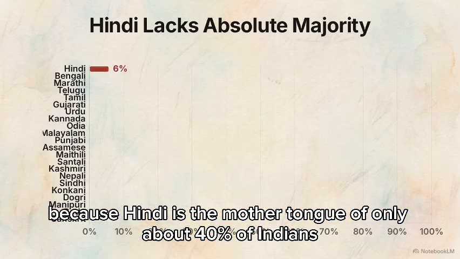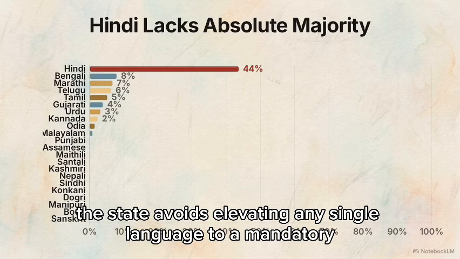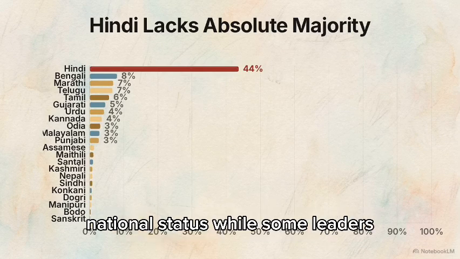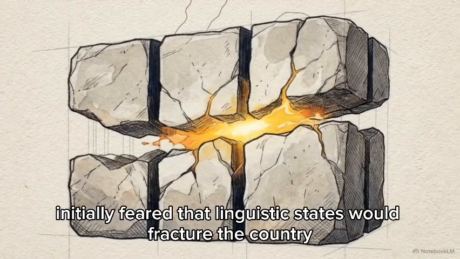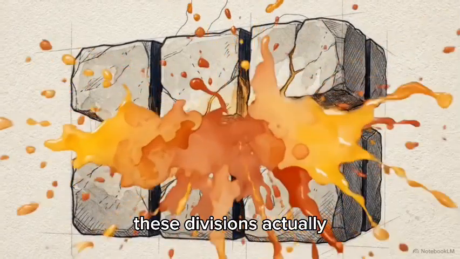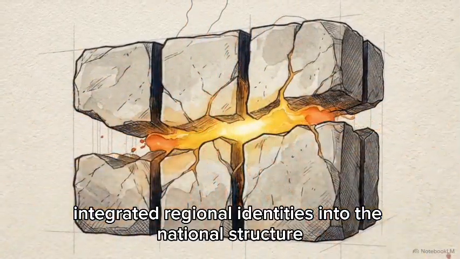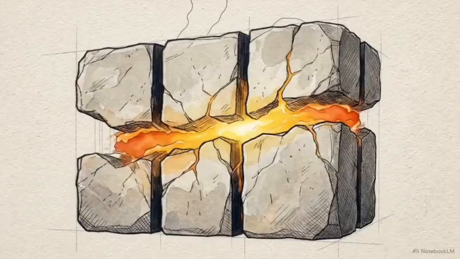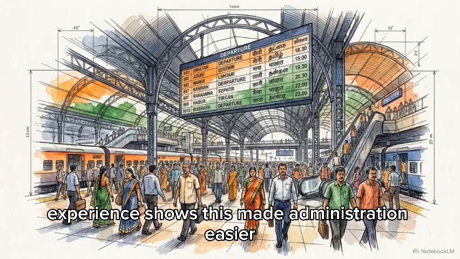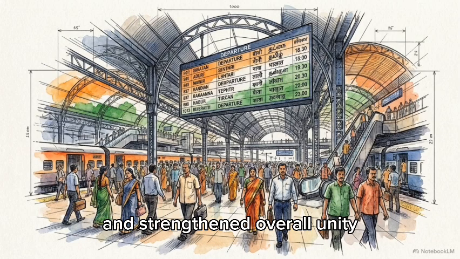Because Hindi is the mother tongue of only about 40% of Indians, the state avoids elevating any single language to a mandatory national status. While some leaders initially feared that linguistic states would fracture the country, these divisions actually integrated regional identities into the national structure. Experience shows this made administration easier and strengthened overall unity.